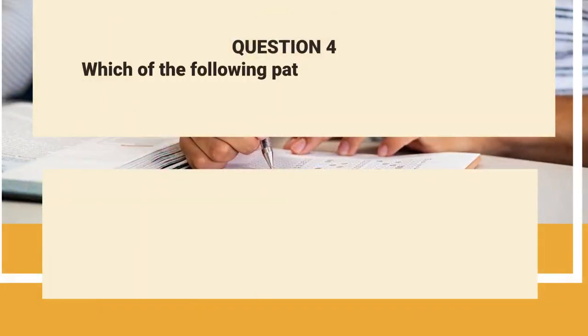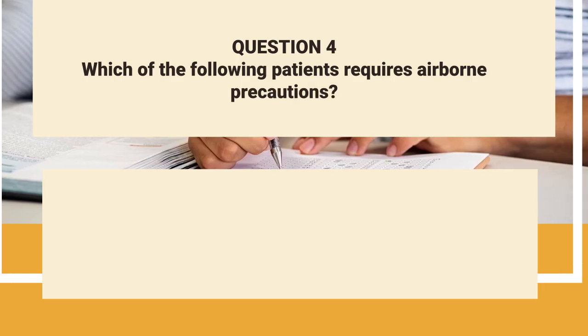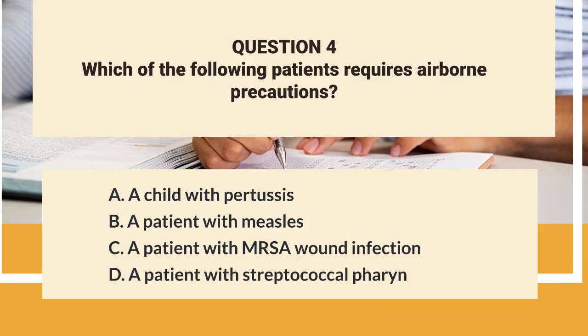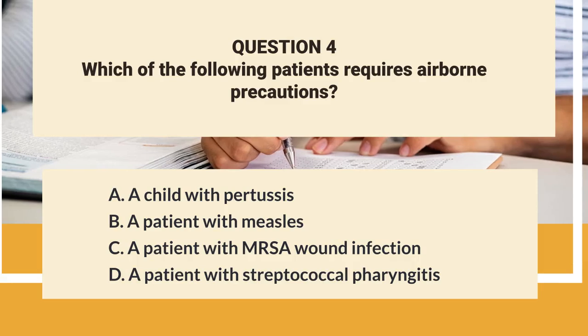Question 4. Which of the following patients requires airborne precautions? A. A child with pertussis. B. A patient with measles. C. A patient with MRSA wound infection. D. A patient with streptococcal pharyngitis.